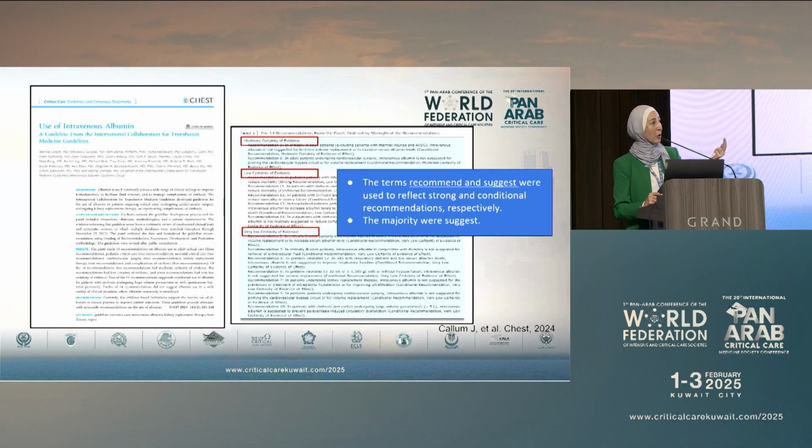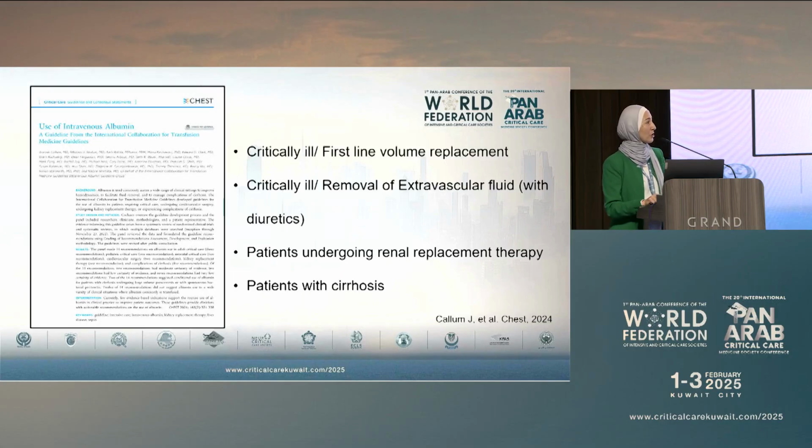So if we look at those recommendations, as with any guidelines, they usually have either recommend or suggest. Recommend suggests a stronger level of recommendation or a stronger level of evidence. The majority of what was included in those guidelines was also suggest. So that, again, reflects the level of evidence that's available for the use of albumin within our patients. I'm not going to go into a lot of details with all of those recommendations. I'm going to focus on 4 main domains because those are the ones that we frequently encounter within our ICU.